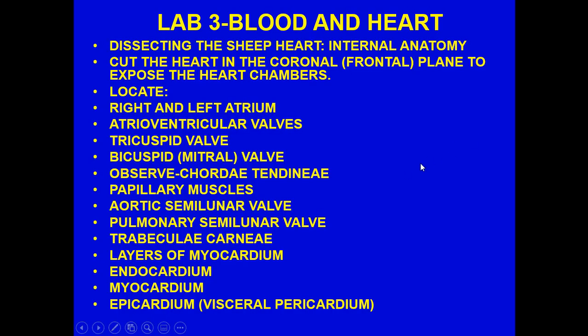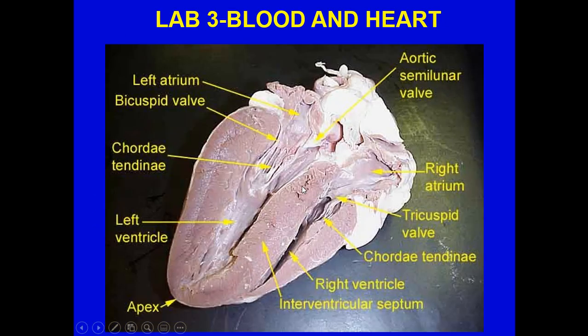Now, in the dissection of the heart, pay special attention to see if you can locate the right and left atrium, atrioventricular valves, the bicuspid valve, the tricuspid valve. Observe to try to locate the chordae tendineae, the papillary muscles, the aortic semilunar valve, the pulmonary semilunar valve, the trabeculae carneae, the layers of the heart wall: endocardium, myocardium, epicardium. And you can see some of this in this diagram also.